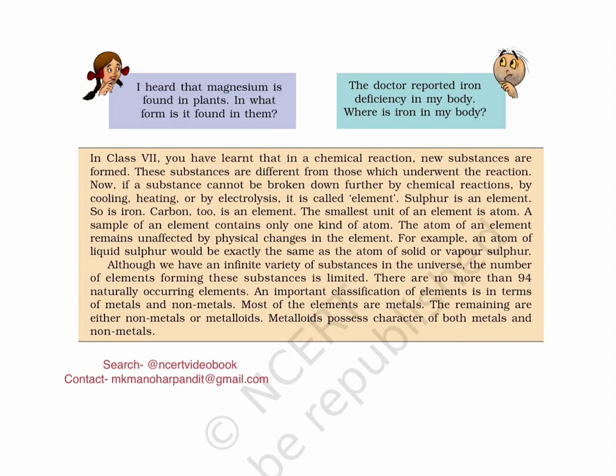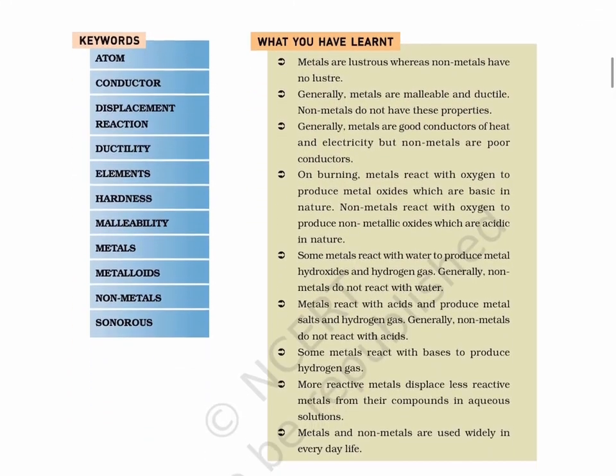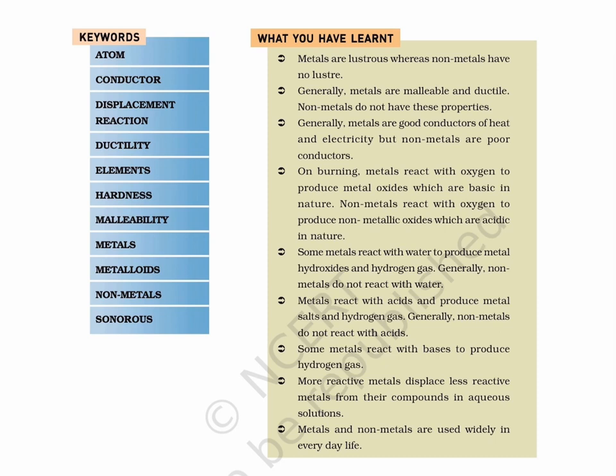Page 53. Keywords: atom, conductor, displacement reaction, ductility, elements, hardness, malleability, metals, metalloids, non-metals, sonorous. What you have learnt: metals are lustrous, whereas non-metals have no luster. Generally, metals are malleable and ductile. Non-metals do not have these properties. Generally, metals are good conductors of heat and electricity, but non-metals are poor conductors.